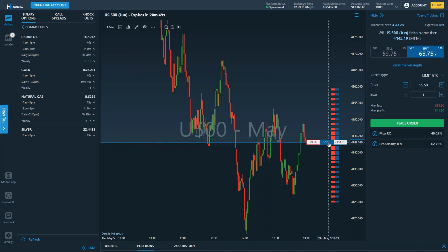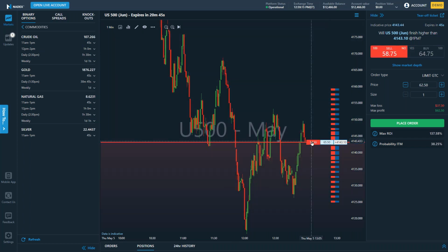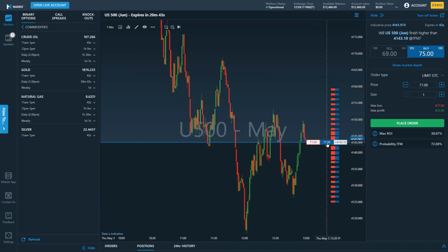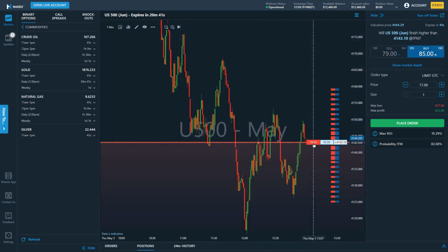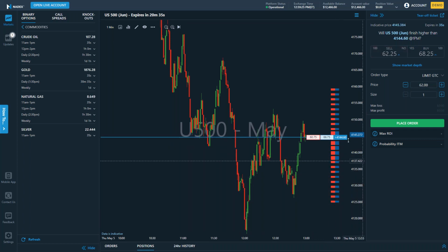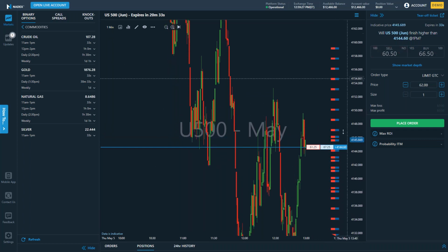Remember, you buy it if you think it's going to 100. You sell it if you think it's going to 0. The charts are very intuitive. If you're buying it, it will shade it in blue. If you're selling it, it will shade it in red. Let's pick something that's closer to at the money.